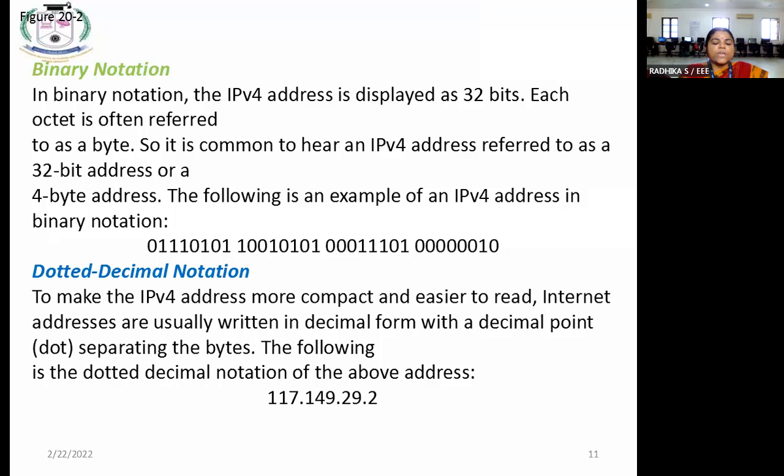Every 8 bits of binary, what is the name given to a combination of 8 bits? 1 byte. So if I group all 32 bits as groups of 8 bits each, or 1 byte, then you will have 4 bytes, isn't it? Each of these bytes, if I represent in decimal and separate them using a decimal point, then you call that the dotted decimal notation. An example is given here, so you can see.